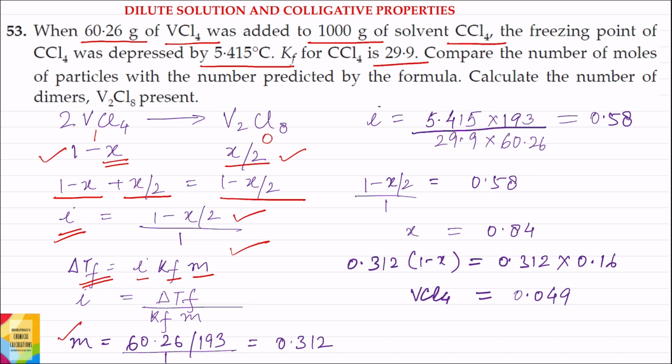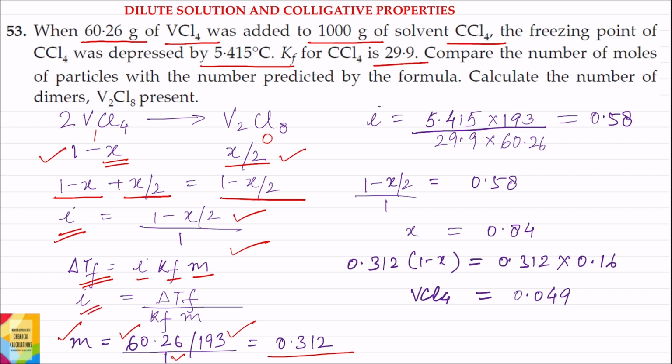Molality की वैल्यू हो जाएगी moles of solute, that is moles of VCl4. उसका फॉर्मूला होगा weight of solute, that is 60.26, divided by molecular weight of solute, that is the molecular weight of VCl4, and it is 193 gram per mole, divided by mass of solvent in kgs. तो mass of solvent है 1000 ग्राम, इसको kgs में कन्वर्ट करेंगे तो ये हो जाएगा 1 kg. सो मोलालिटी हो गई सोल्यूशन की 0.312 मोल्स पर kg ऑफ सॉल्वेंट.